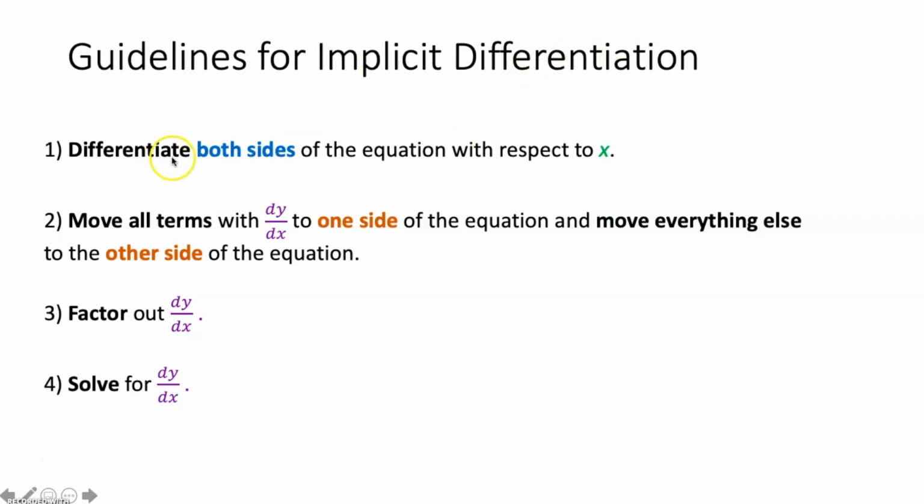So the first thing you're going to do is differentiate both sides of the equation with respect to x, like you normally would. Then you're going to move all terms with a dy dx to one side of the equation and move everything else to the other side. The reason you're going to do that is because in step 3, you're going to factor out that dy dx, and then you will solve for dy dx. The whole goal is to get dy dx by itself on one side of the equation. The reason for that is because that's what you're solving for: dy dx, the derivative of y with respect to x, the derivative of your dependent variable with respect to your independent variable.